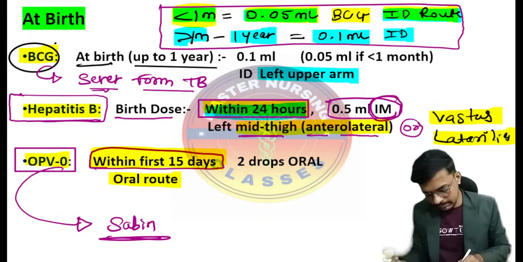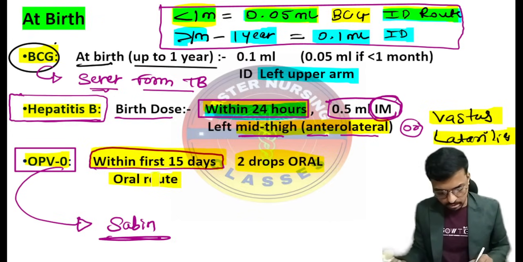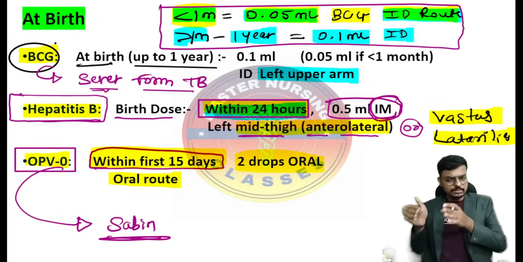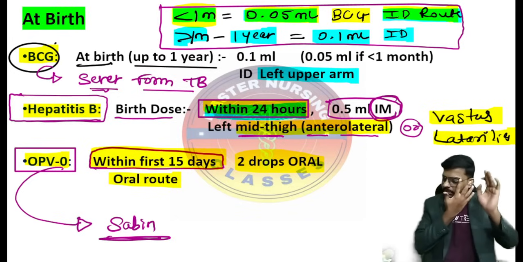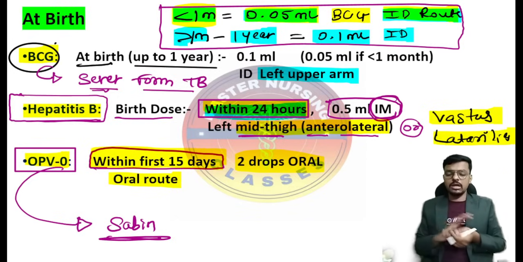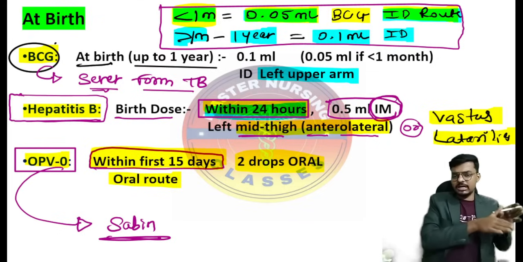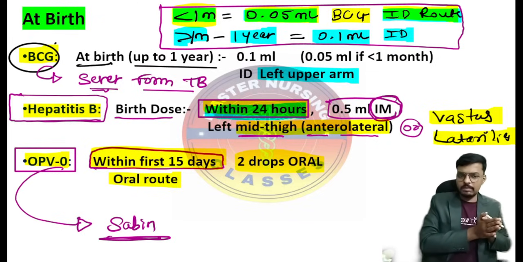Okay, so the dose of the oral polio vaccine will be 2 drops, and we give it by the oral route. That is the 0 dose, given within 15 days. Hepatitis B first dose, or the birth dose, will be given within 24 hours. BCG we can give until 1 year, but the dose changes. If given within 1 month, it is 0.05 ml BCG vaccine intradermal. If given after 1 month until 1 year, it is 0.1 ml intradermal.